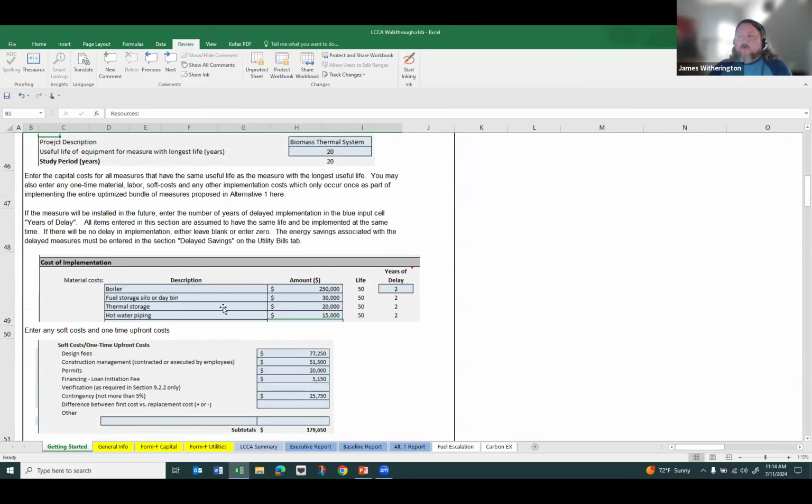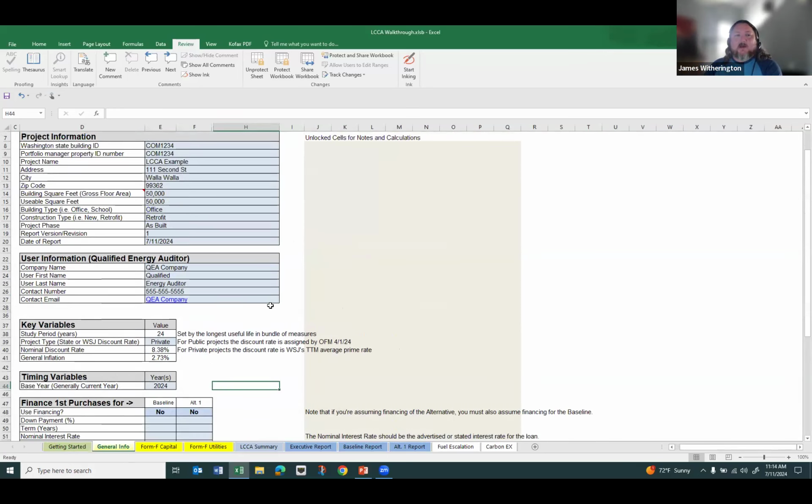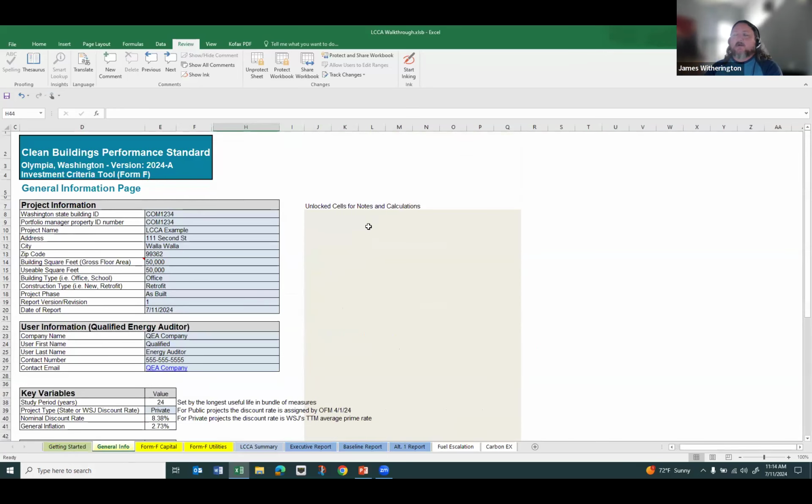So next, we're going to move over to the General Info tab. This one is pretty clear in that you have your general project information that you need to fill out. So it'll be your state building ID, portfolio manager ID number, project name, address, etc.